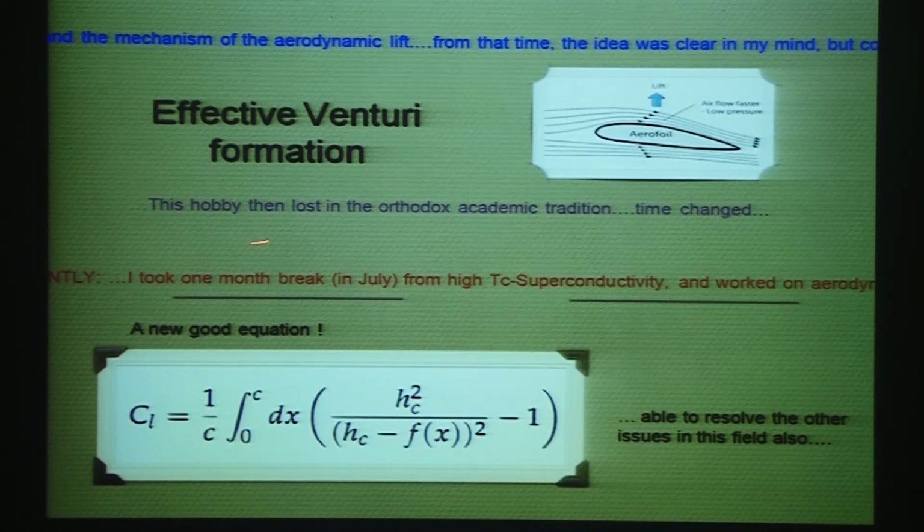Then this hobby was lost in orthodox academic tradition, time changed, and then recently, last month, I devoted one full month just to aerodynamics. Actually I work in superconductivity theory, high temperature superconductivity, and this is a rather complicated problem. After finishing a portion which is related to itinerant magnetism, one of the central pieces in high temperature superconductivity, I thought, let's take a break of one month from the mainstream field and work on something totally different.